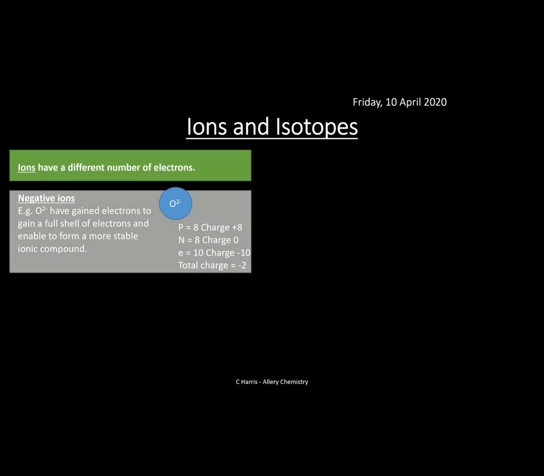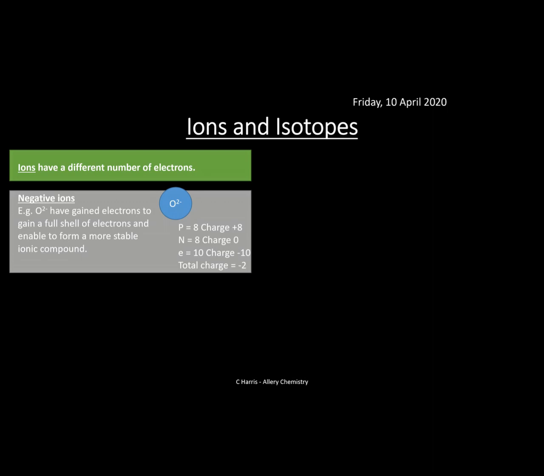Okay, so let's look at ions, like I say. The main difference between an ion and an atom is it has a different number of electrons. They either gain electrons or lose electrons. So for example, the first type of ion is a negative ion. Oxygen is a classic example of a negative ion.